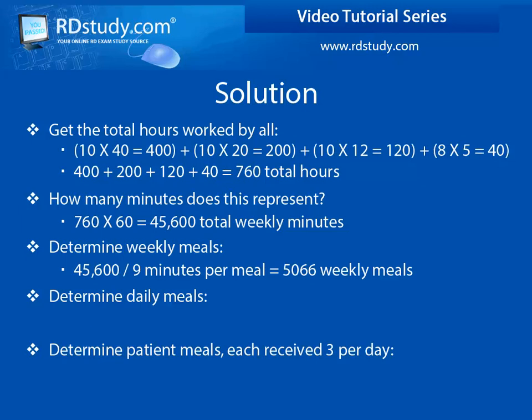Now divide this number by 7 to get the daily meals you can make, which equals 723. Lastly, divide again by 3, since each patient is made 3 meals per day, whether they eat them or not, and you end up with the ability to feed 241 patients per day, answering the question.